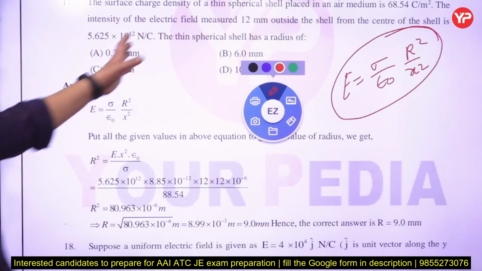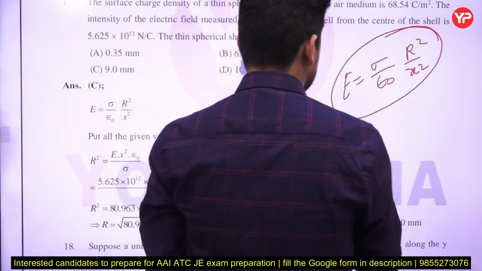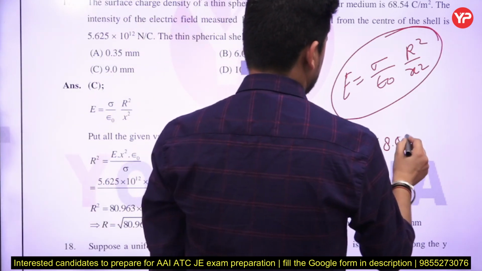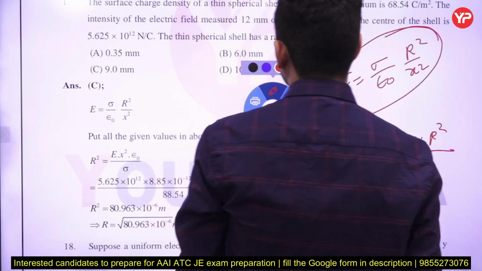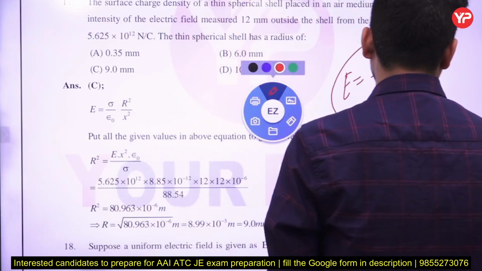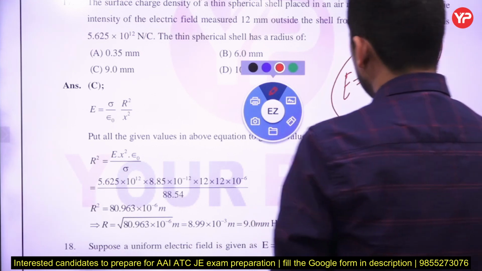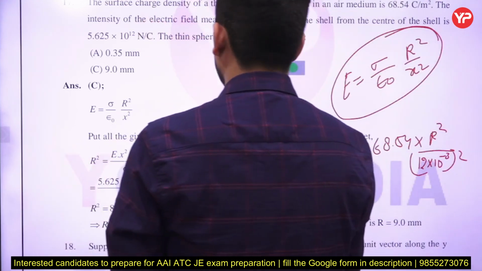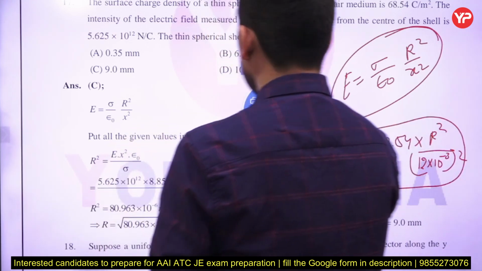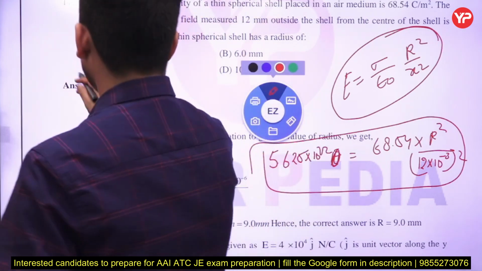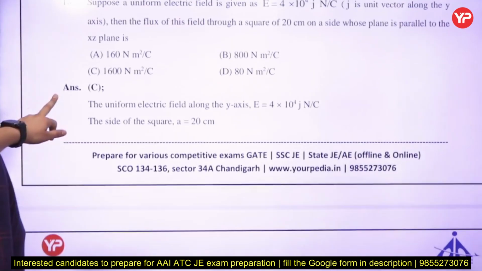Whenever all the values are given to you, sigma is representing charge density, just plug in here. E is equal to 68.54. Radius we have to calculate, so r square as it is. X is the distance, that is 12 mm, which means 12 into 10 raised to power minus 3, squared. The electric field is already given to you, that is 5.625 into 10 raised to power 12. So when you solve it completely, you will get the value of r, that is 9 mm. That is how you can solve this. So remember, this is the formula for electric field intensity outside a spherical cell.